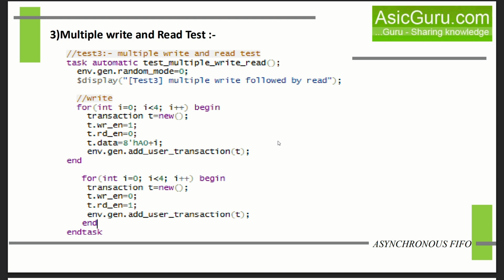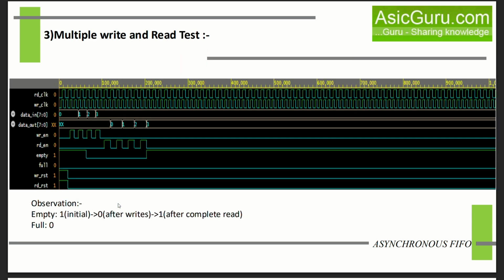Multiple write and read test. For that, we take a for loop and write 4 data to our FIFO and then read it back. Let's see the waveform. Here we have written 4 data, 0, 1, 2, 3, and then read it back. Then our data is coming correctly.